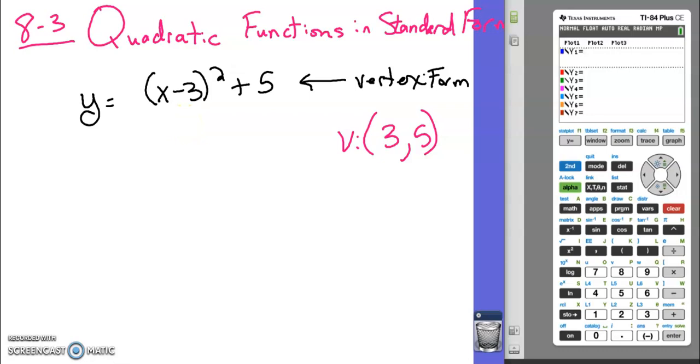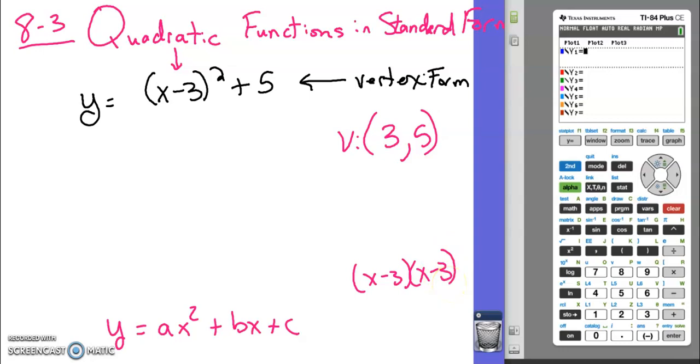Well, standard form is going to end up looking like y equals ax squared plus bx plus c. And so what we want to do is take this right here and square it. So x minus 3 squared. And remember I showed you guys a quick way to do it, or if you want to write it out twice, x minus 3 times x minus 3, and then just FOIL it, you can. But this is going to end up being x squared minus 6x plus 9, and then you still have the plus 5 out there. And then I'm just going to combine like terms.